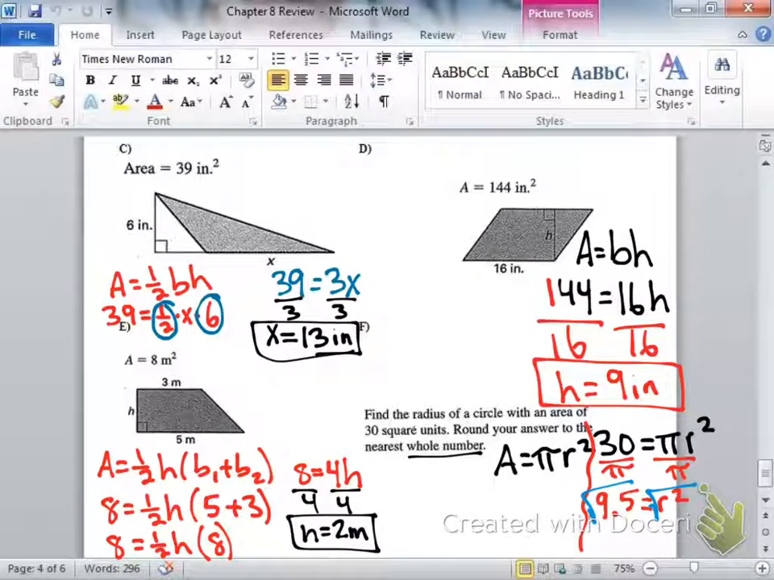I get 3.0901 and so on. It said to round to the nearest whole number, so the radius here would have to be 3. And it just says square units, so you could say 3 units or just 3 is fine.